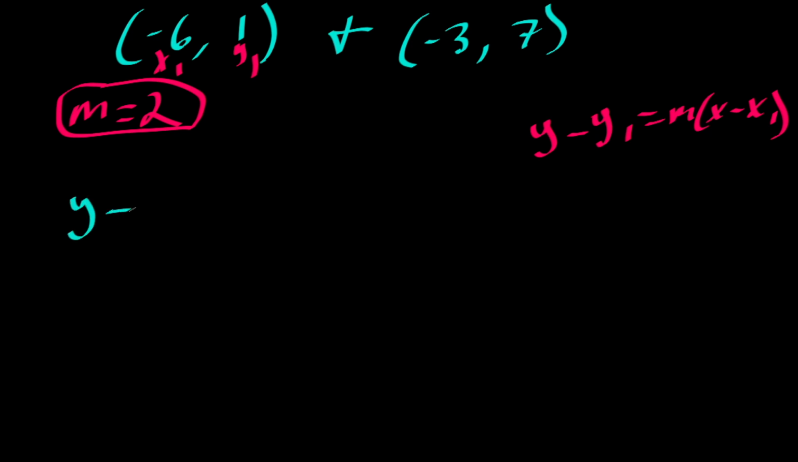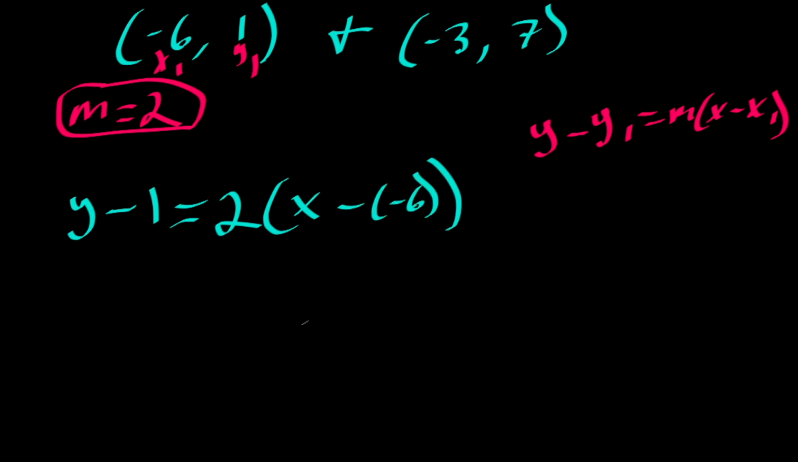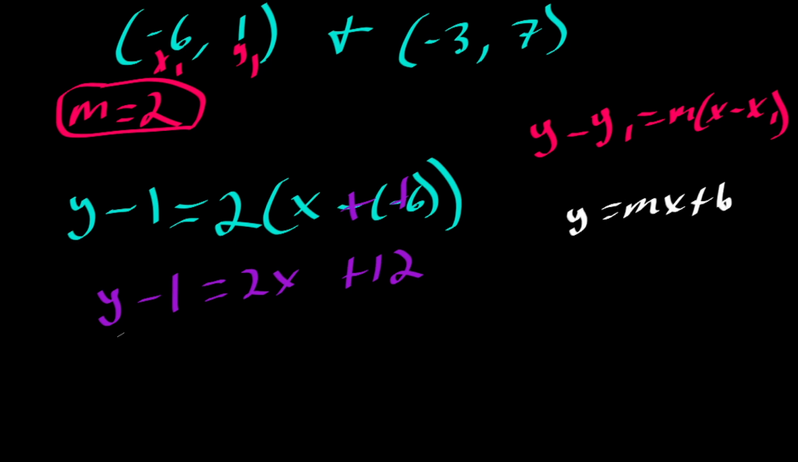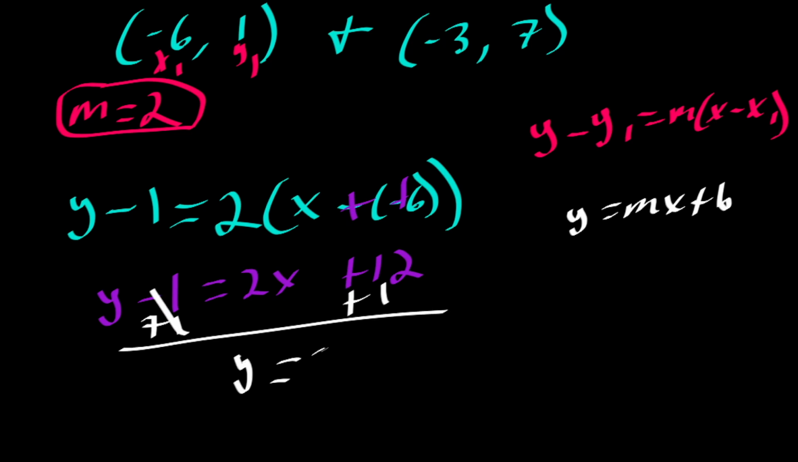We can just substitute in 1 for y1, so y minus 1 equals 2 is going to substitute in for m. Then we're going to have x minus, and this is a -6, so we're going to substitute the -6 into parentheses. Minus a negative becomes plus. So now y minus 1 equals 2x plus 12. Then the last step, if we want this in y equals mx plus b form, the last step is just to add 1, so y equals 2x plus 13.